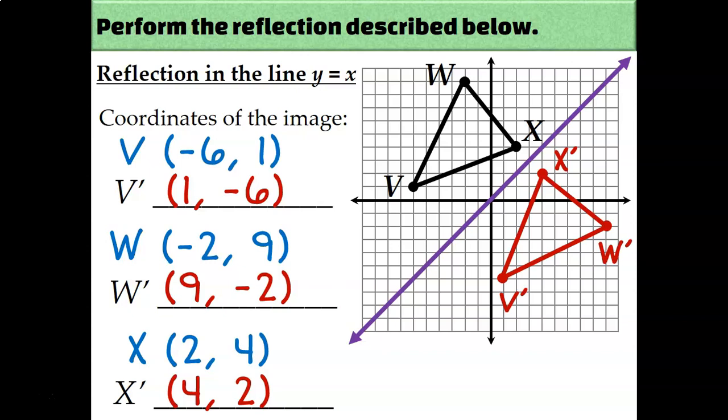Alternatively, you can count horizontally and then vertically from each pre-image point to the line of reflection and beyond. For example, V to the line of reflection is 7 units to the right, so then I can go 7 units down to get to V prime. W is 11 units to the right to get to the line of reflection, and then beyond that I go 11 units down to get to W prime, and X would be 2 and 2.